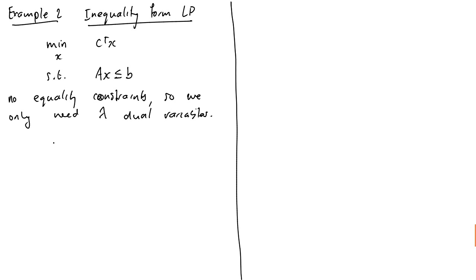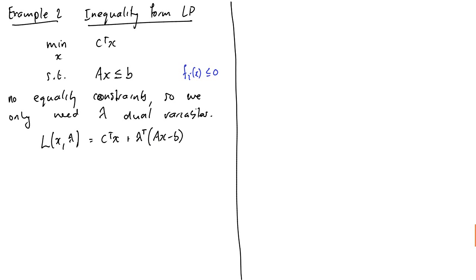Okay, so let's just run through the steps. So first we need the Lagrangian. It's just going to be L of x and lambda this time because we don't have any equality constraints. So that will be c transpose x plus lambda transpose (Ax minus b). Remember, the thing that we're multiplying the lambda by is a constraint of the form f_i of x less than or equal to 0. So Ax minus b satisfies this form, and this just expresses that we're multiplying each one by a component of lambda.